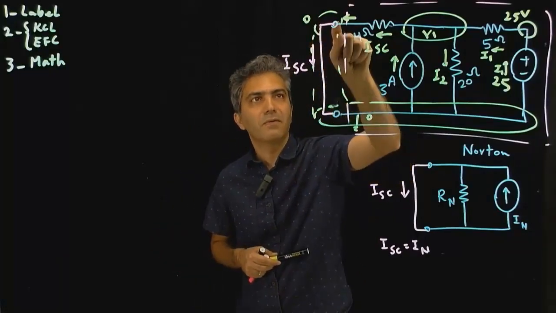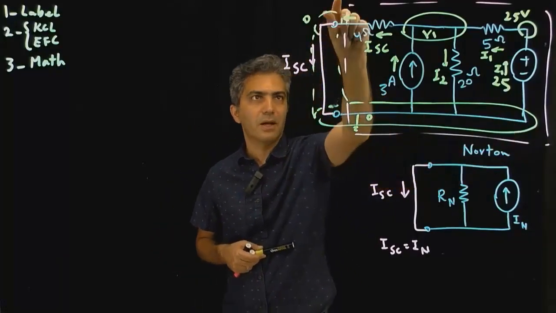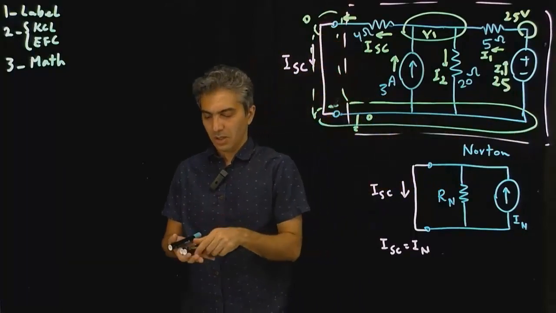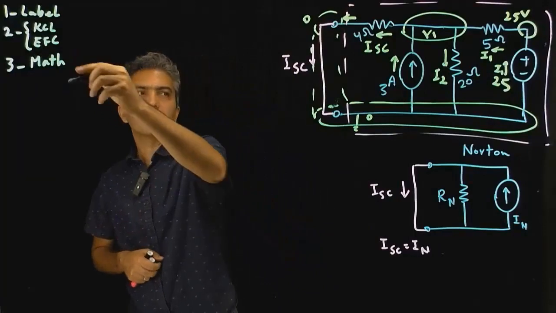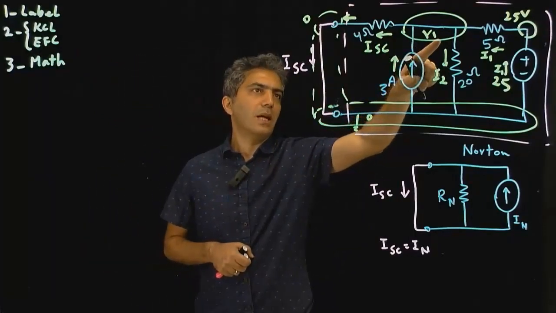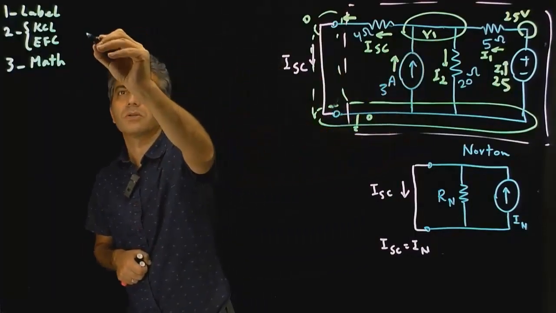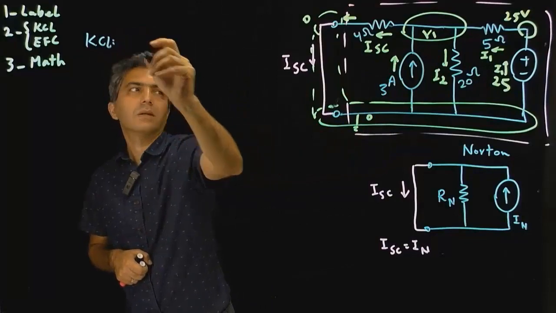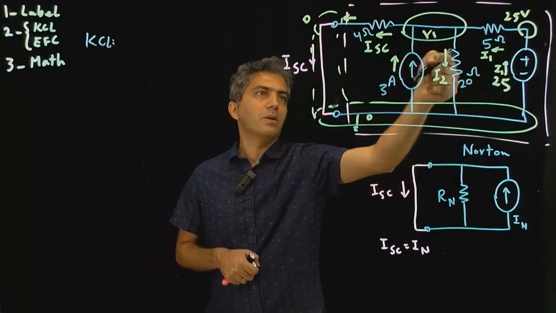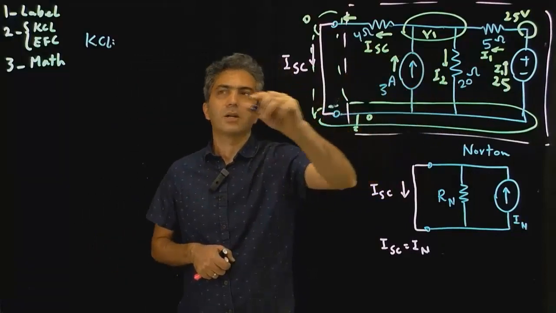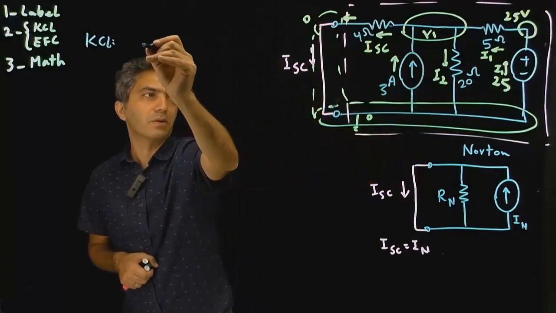And the voltage of this whole thing is now 0 because they're connected to each other. So we're done labeling. We're going to start writing the KCL. There's only really one KCL to write the equation for. For that one, again, 3 amp is going in, I1 is going in, and I short circuit and I2 are leaving that node.